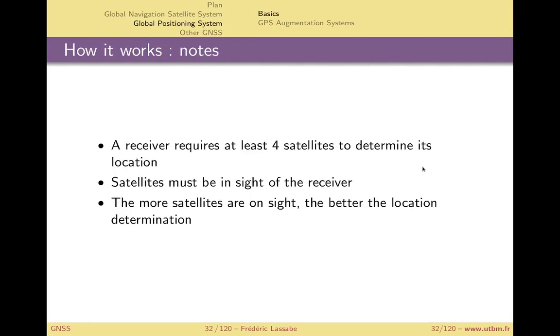So the receiver requires at least 4 satellites to determine its location, because 2 satellites will give you an intersect which is a circle. A third satellite gives 2 points, and the fourth satellite narrows it down to 1 point. The satellites must be in sight of the receiver, and the more satellites in sight, the better the location accuracy and precision.